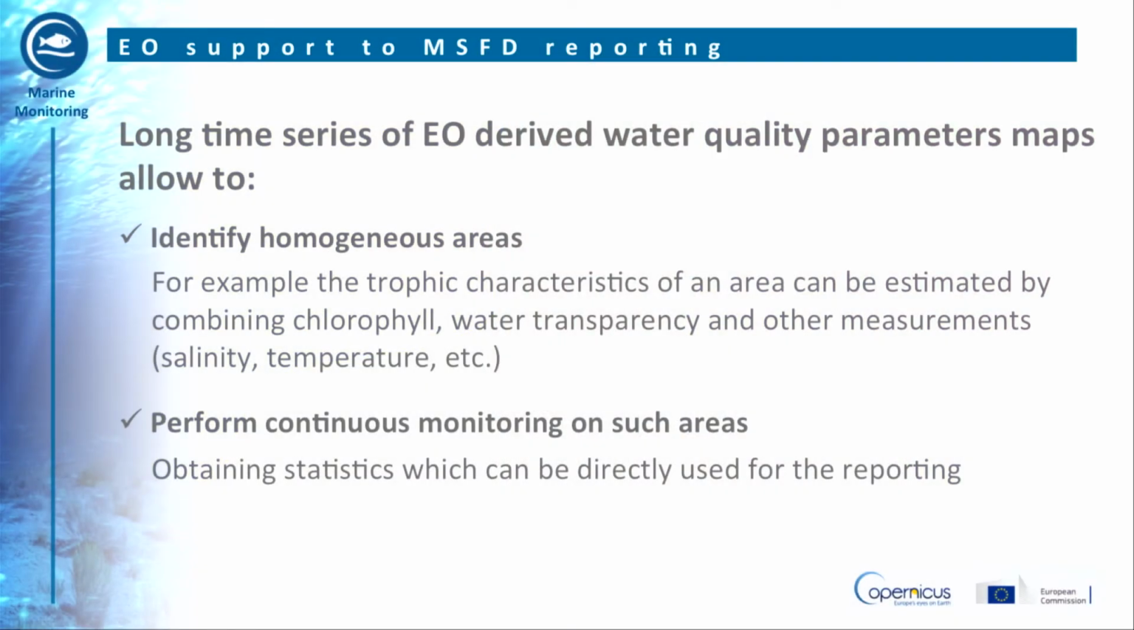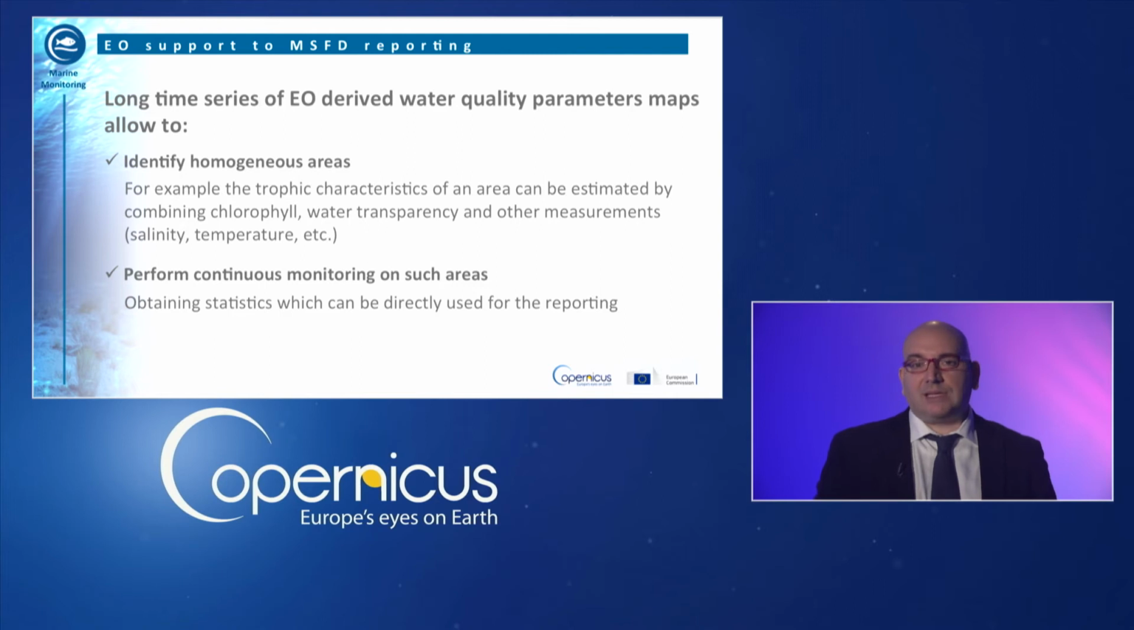Long time series of water quality measurements obtained from Earth observation can support the identification of homogeneous areas, for example, to identify areas with similar trophic characteristics. After the definition of such areas, the continuous monitoring by satellite can provide enough and consistent information to obtain the statistics for each area, to be used for the reporting for the directive.